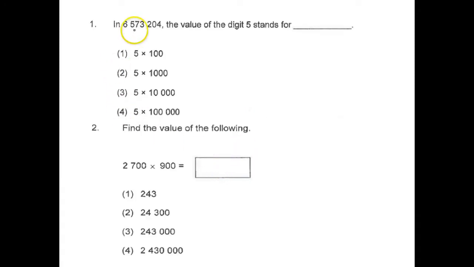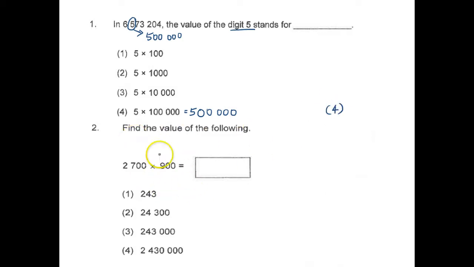Question 1. In 6,573,204, the value of the digit 5 stands for. So we need to look at the value of the digit 5. We know that this 5 stands for 500,000. So option 4 would give me 5 times 100,000 is 500,000. So answer is 4.